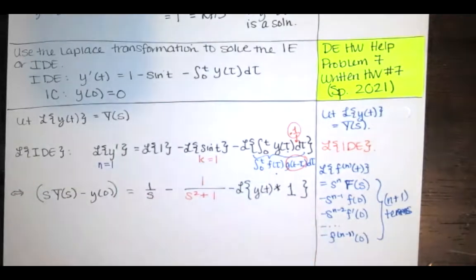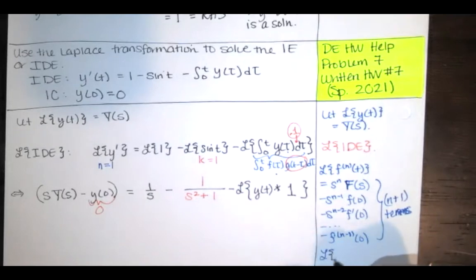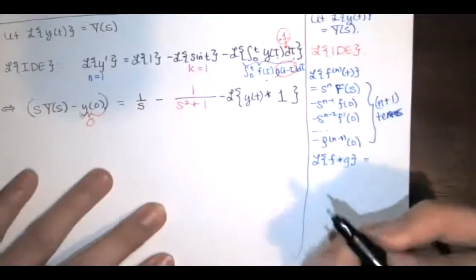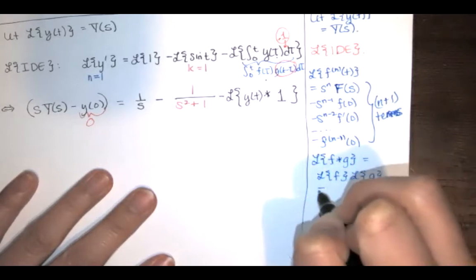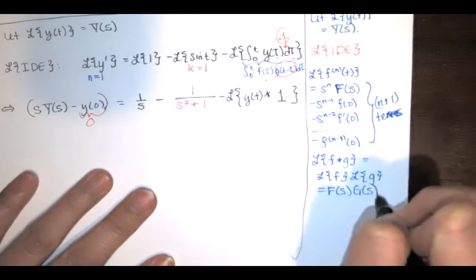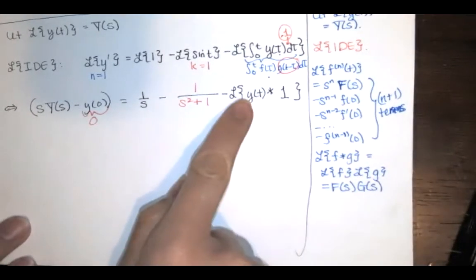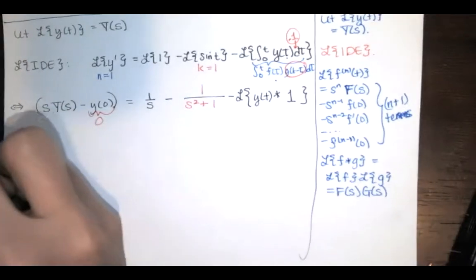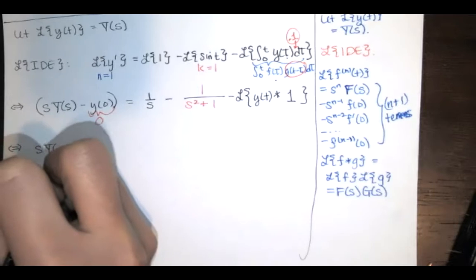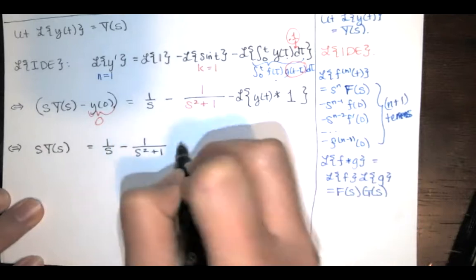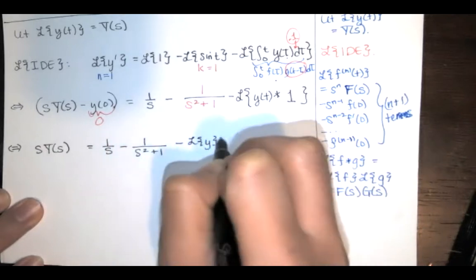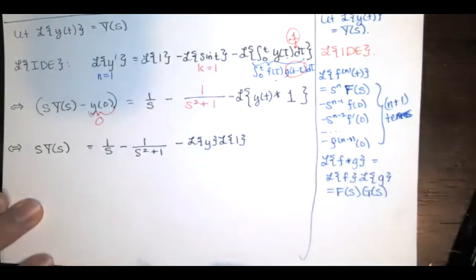We know y of 0 equals 0 from our initial condition. And the next thing we need to apply here is the convolution theorem. The convolution theorem says that the Laplace transform of f times g, or the convolution of f with g, which we can think of as a special product, is the Laplace transform of the first function times the Laplace transform of the second function. So it's just F of s times G of s. Or in our case, it's going to be Y of s times the Laplace transform of 1. So we've got s times Y of s here equals 1 over s minus 1 over s squared plus 1 minus the Laplace transform of y times the Laplace transform of 1, applying that convolution theorem.